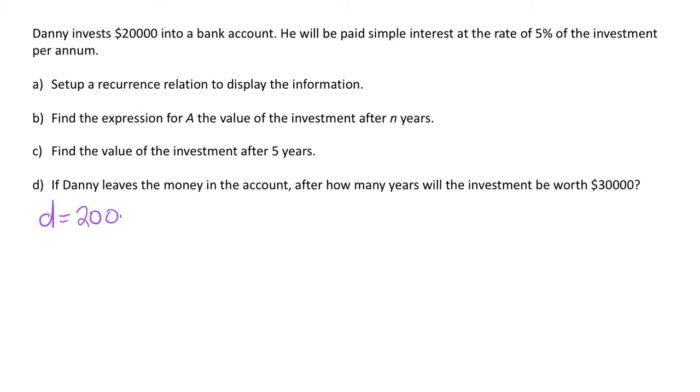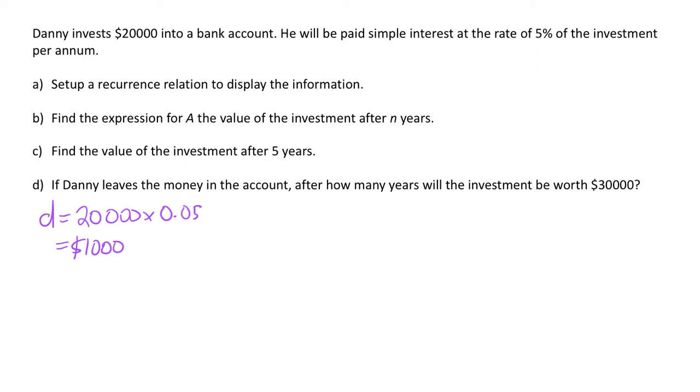So that's going to be $20,000 times 5%, or 0.05, which is equal to $1,000. So each year, Danny is going to be paid $1,000 based on his initial investment value. So in some questions, they may tell you what this amount is. In other questions, they're going to give you the percent, and you have to calculate it yourself. So for this question, our D value is equal to 1,000.